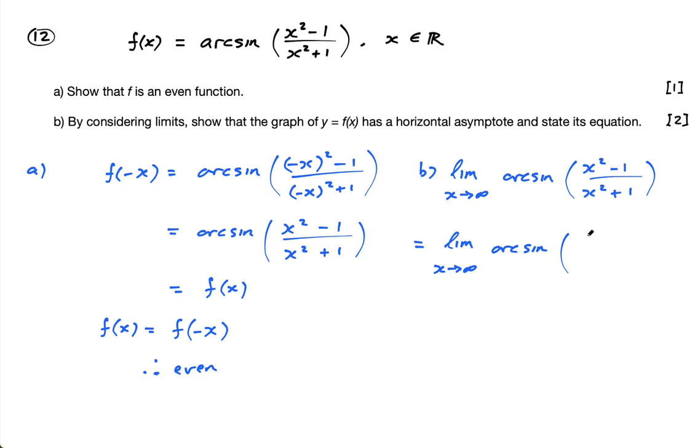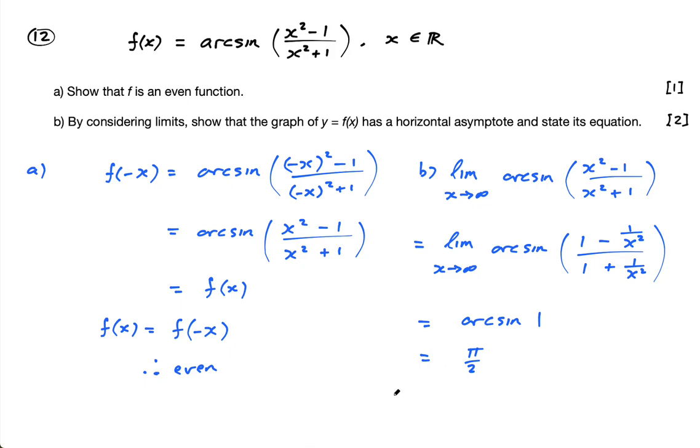So I divide above and below by x squared, and I get 1 minus 1 over x squared over 1 plus 1 over x squared. And that's the reason why this goes to, 1 over infinity is 0, 1 over infinity is 0, so these two will just disappear, and you're left with arc sine 1. And what's arc sine 1? Well, arc sine 1 is pi over 2, because the sine of pi over 2 is 1.